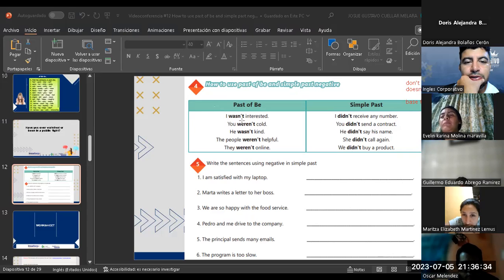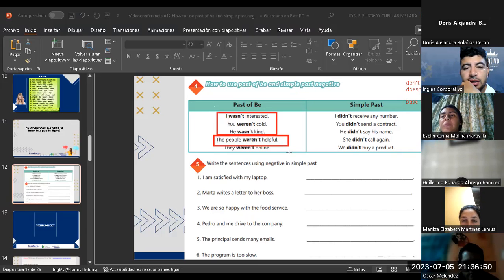I need you to help me reading these three sentences and then we go with Maritza. Okay, I wasn't interested. You weren't cold. He wasn't kind. Kind, thank you. Okay, Maritza, here, please. The people weren't helpful. They weren't online. Thank you.